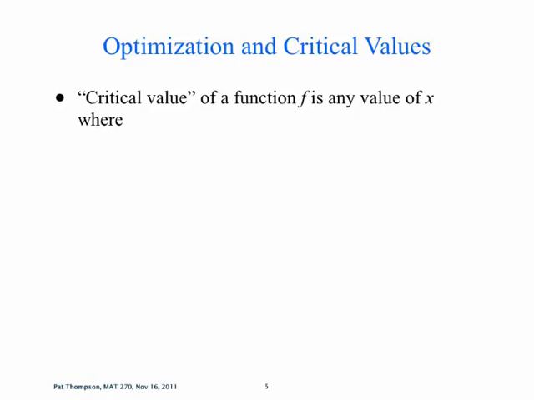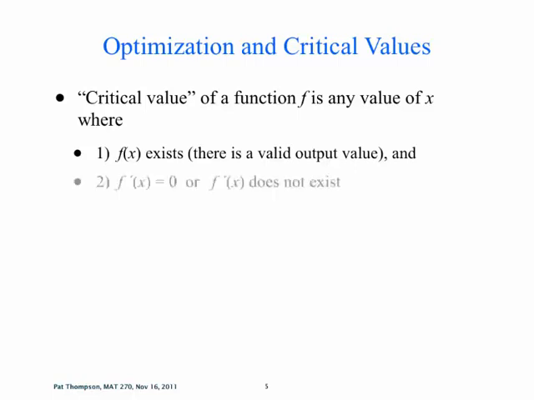So critical values is what helps us optimize a function. So a critical value of a function is any value of x where the function exists and either the first derivative is 0 or the first derivative does not exist. So we have to have a valid output of the accumulation. And then we have a critical value if the first derivative equals 0 or the first derivative does not exist. We're going to spend most of the time focusing on when the first derivative is 0.